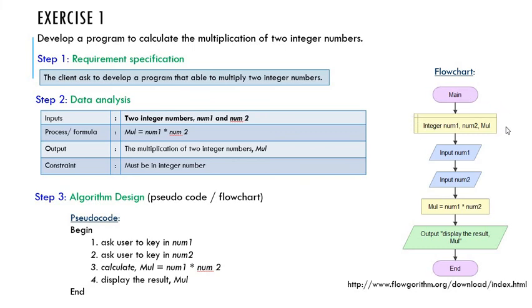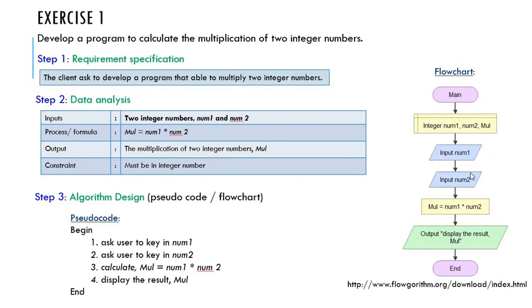and then this one is actually a symbol for declaration of variable. If you want to skip this one, it's okay, but if you put the declaration process, it's better. So this one is a declaration process, whereby you declare the variables, which are num1, num2 and mal, as integer numbers. This one is a declaration part, and then this one is the input part.